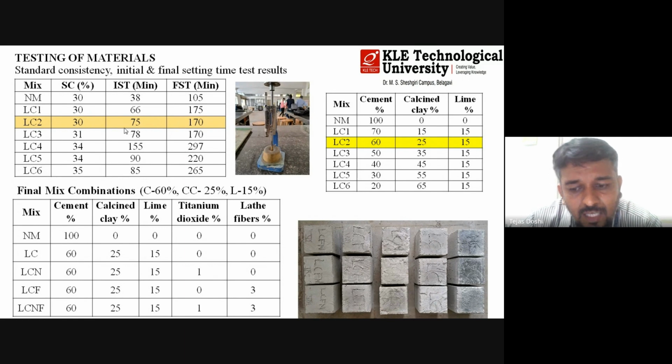Therefore, in the further experimental results, the LC2 mix is being considered, and the final mix combination with cement 60%, calcined clay 25%, and lime 15% will be considered for the further analysis. So based on that, we have different mixes. That is the normal mix, this is the LC3 mix, LC3 mix with nanomaterial, LC3 mix with fibers, LC3 mix with nanomaterial and fibers. So these are the combinations which have been used to produce the different LC3 concretes.